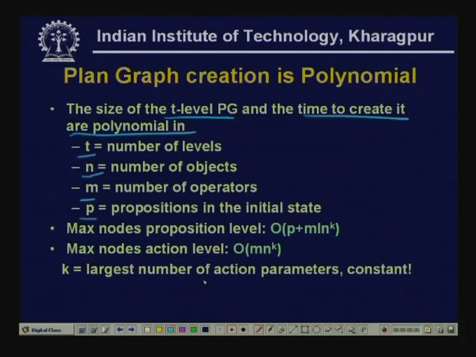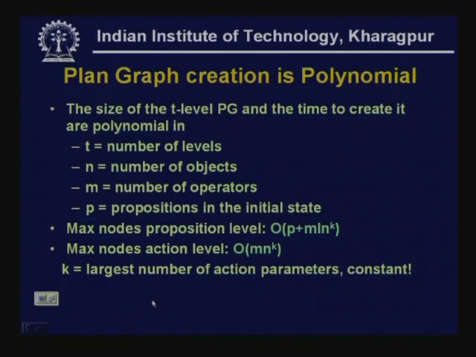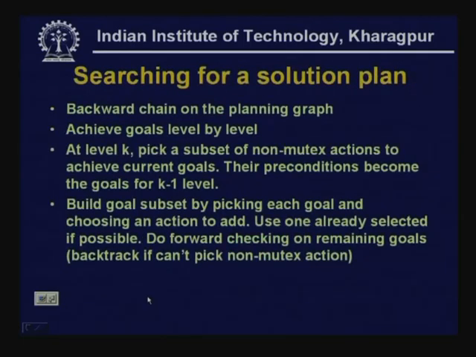K is the number of possible actions in the planning problem that we are considering. Now, once we have got the graph, let us look at how we do solution extraction.